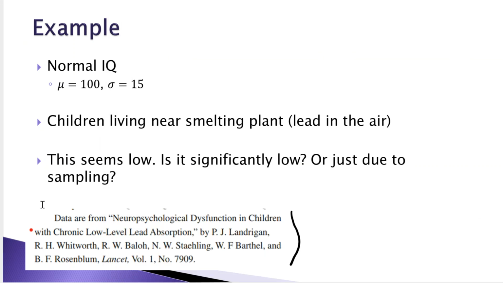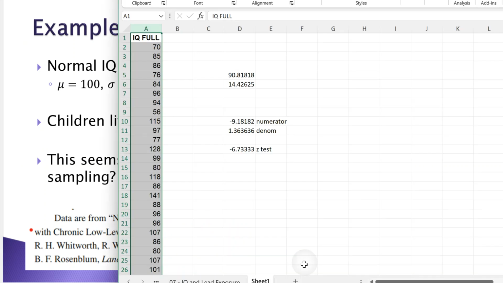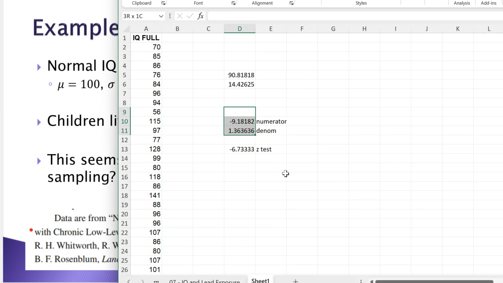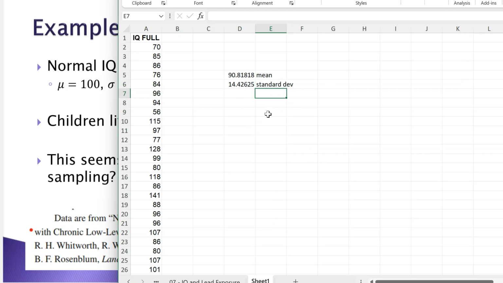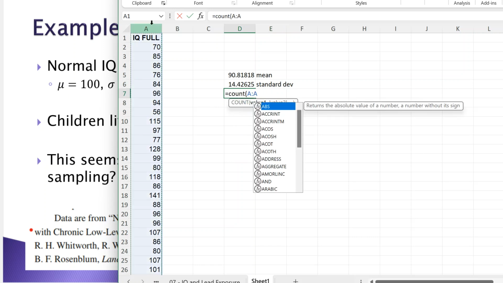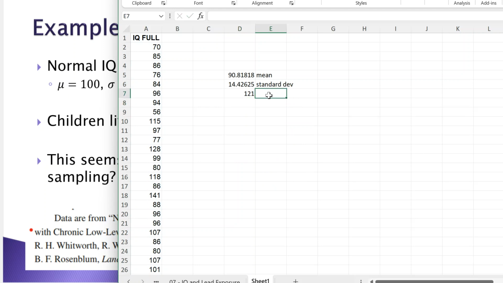All right. And when you look at their IQs, the mean IQ for these children is 90.818, and this is the standard deviation for those children in the sample. And the N, let me use count and count all of these. The N is 121, so there are 121 children that they used in this study.